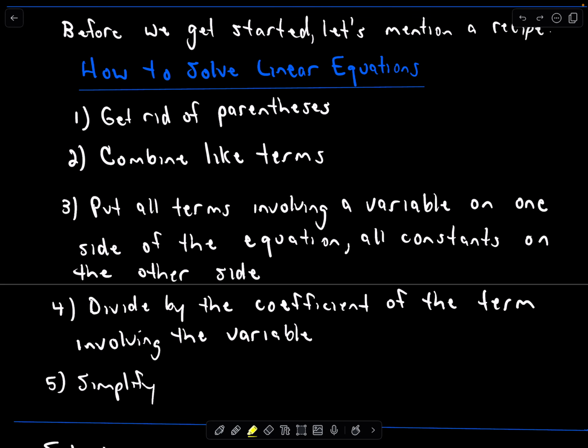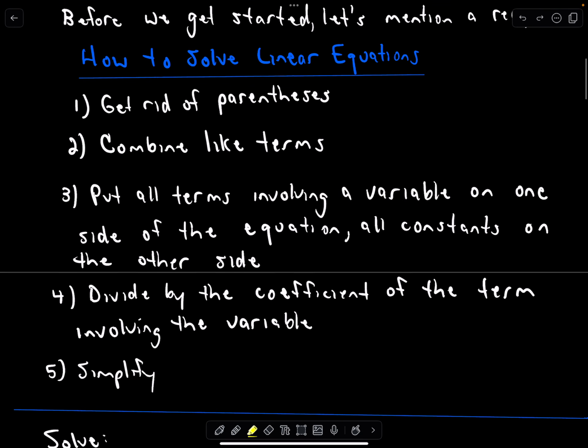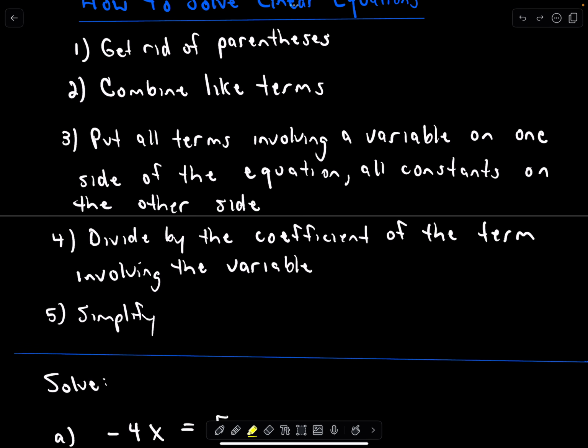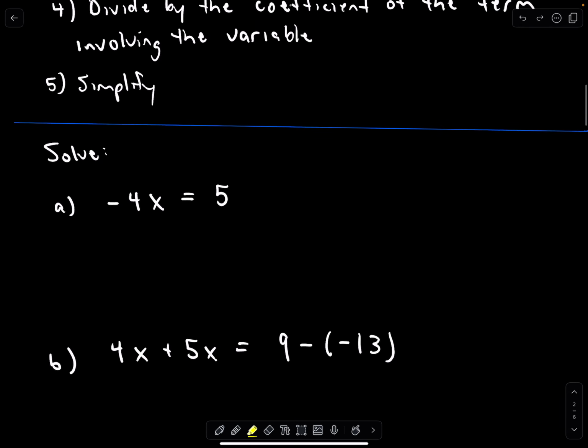So the first thing that I like to do is get rid of all of those parentheses. And then my next goal is I just start combining like terms, usually on each side of the equation. And next, step 3, I'll put all terms involving a variable on one side of the equation and all the constants on the other side. So I'm kind of separating the variables and the constants. And then, as we saw in 2.2, we can divide by the coefficient of the term involving the variable, and we'll just simplify. So, okay, let's talk about this.